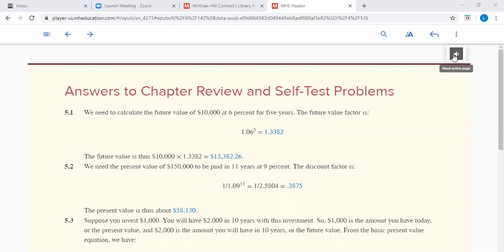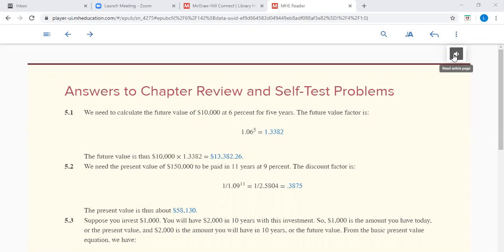So in the first problem, it says assume you deposit $10,000 today. So today is your time zero. Today is present value in an account that pays 6% interest. That 6% interest each year compounds at least once a year, and you will leave it there for 5 years. Now you can use your formula where you take 1 plus the interest rate to the number of periods power.